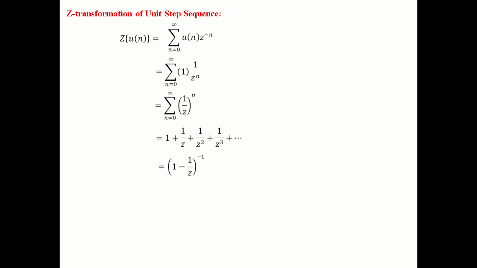Next, the exponential function e power n. The exponential function is defined as f of n equal to e power minus a n t for n greater than or equal to 0, and 0 for n less than 0. Now we'll see the z transformation of the exponential function. Now Z of e power n, which is equal to Z of f of n, is equal to the summation n equal to 0 to infinity of f of n z power minus n. Replace f of n by e power minus a n t.